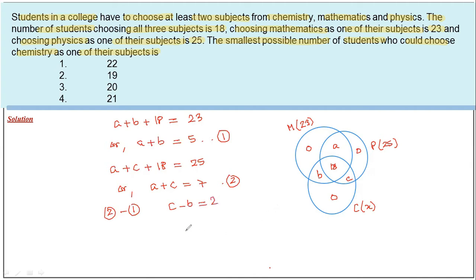Now we have to find out the minimum of b plus c plus 18. Now this would be minimum when b would be equal to 0, so c would be equal to 2. So then x would be equal to 18 plus 2, that is 20. Option 3.